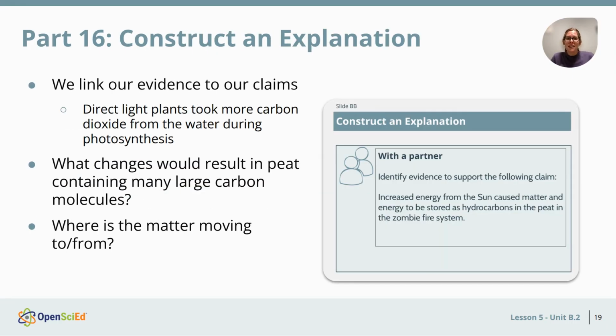All right, part 16. Now we're going to construct that explanation. We're going to link our evidence to our claims that direct light plants took more carbon dioxide from the water during photosynthesis than the indirect light plants from our investigation, and what changes would result in peat containing many large carbon molecules. So more photosynthesis was happening, and then that excess sugar was getting stored as starch. And where is the matter moving to and from? From the system that we investigated and then also the zombie fires.